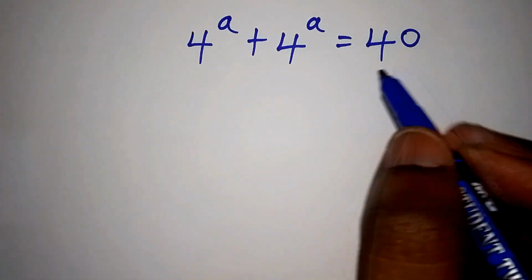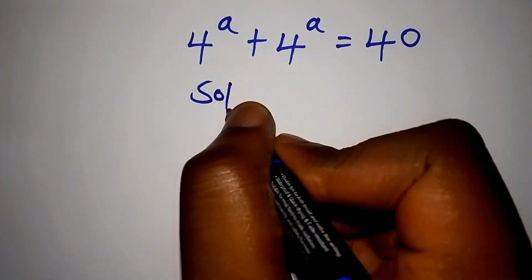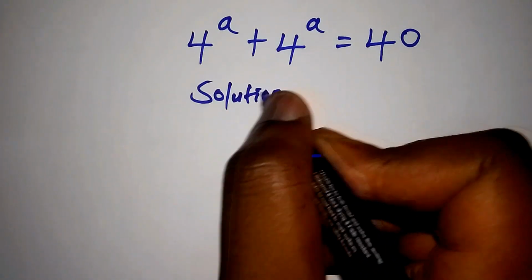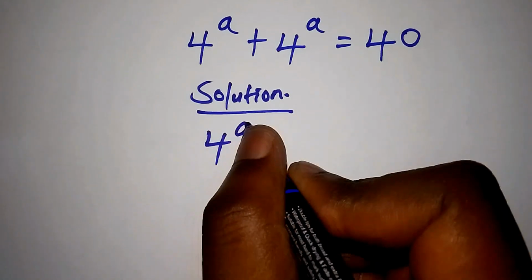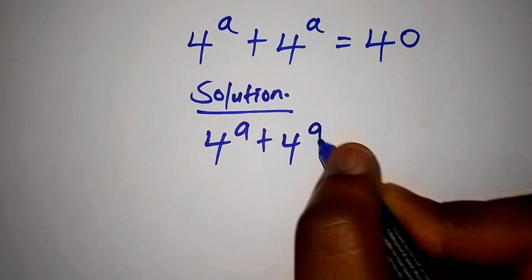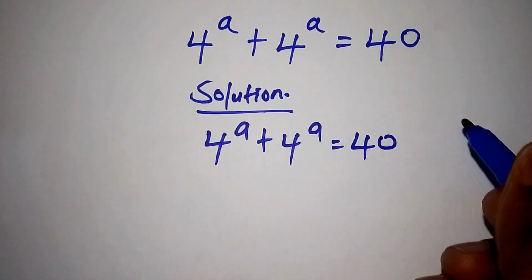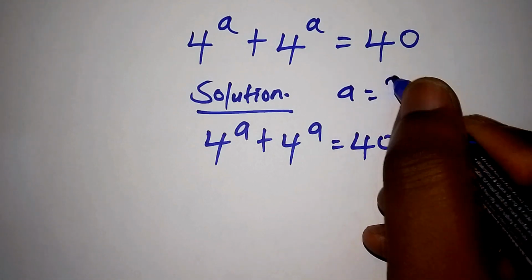Maths problem within the shortest time possible. So let us start with the solution. So we have 4 to the power of a plus 4 to the power of a is equal to 40. So we are asked to find the value for a.